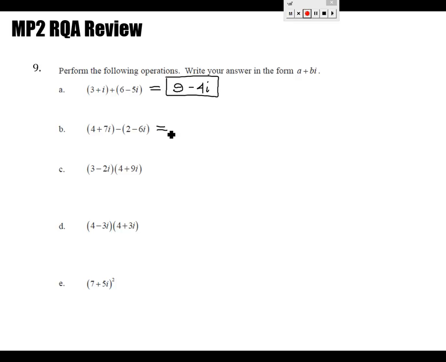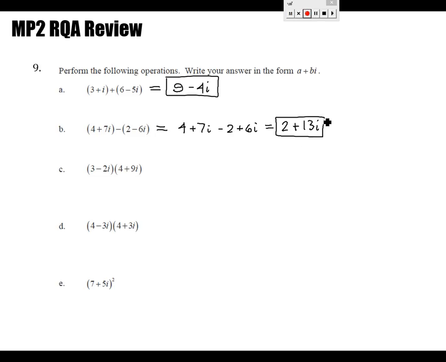Here we need to be just a tad careful, but not that careful. We just need to make sure we treat this negative as it applies to everything in the second set of parentheses. So I'll write one intermediate step, 4 plus 7i minus 2 plus 6i, right? And now we can safely resolve this. It's 2 plus 13i. Is that what you got?